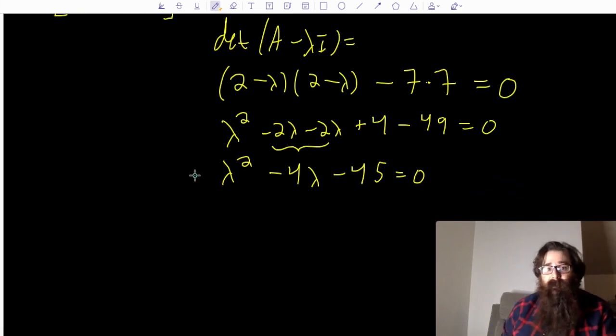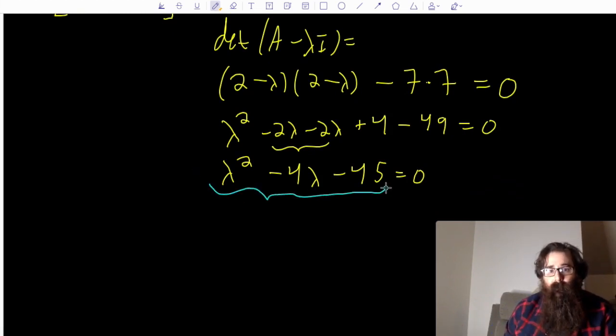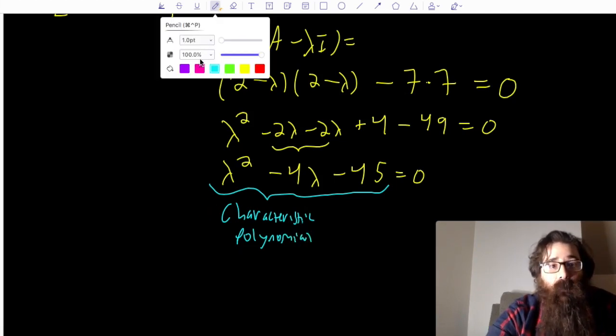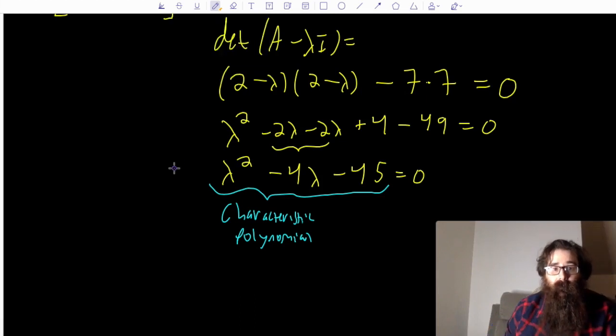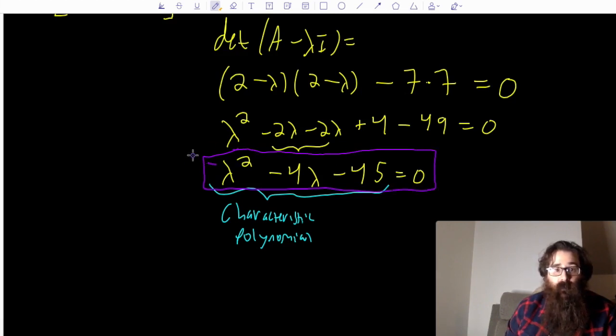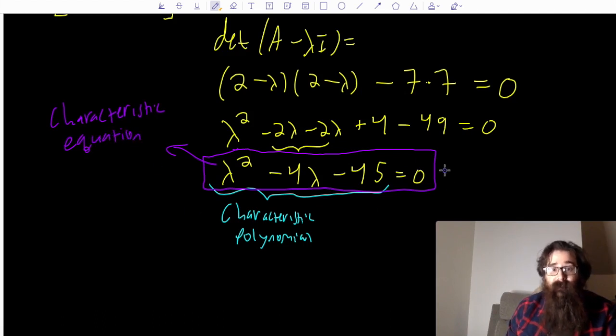Now we want to factor this. But right here on the left, we have the characteristic polynomial. It's a polynomial on lambda. It's a quadratic in this case. But if I'm thinking about the entire thing, meaning the polynomial equals 0, then that's referred to as the characteristic equation, since I have my characteristic polynomial set equal to 0.